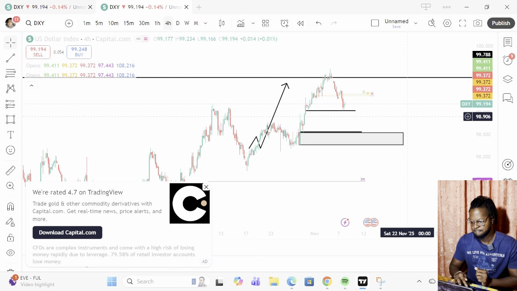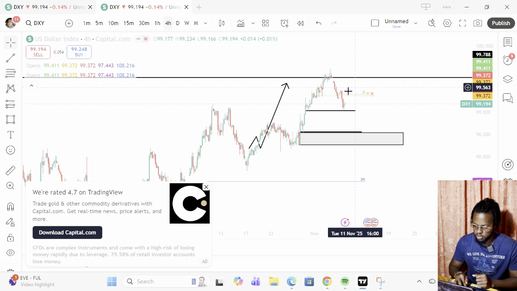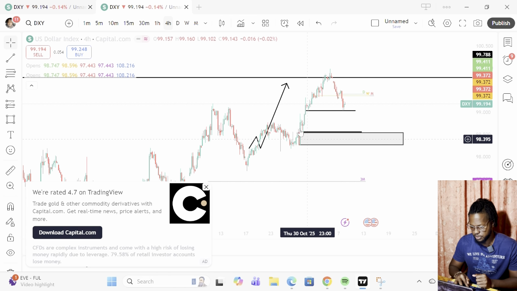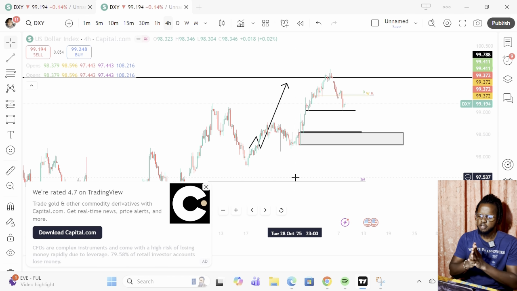Very simple, guys. I want to see us take out this low and then start buying up. If not, if we just keep selling, then I'd like to see how we react to this low. And then finally, this will be my demand zone. I don't see price coming all the way here unless there are some big fundamental changes.